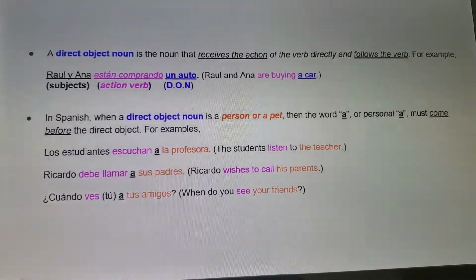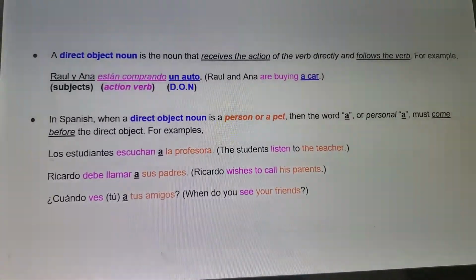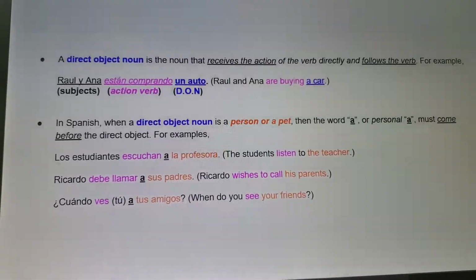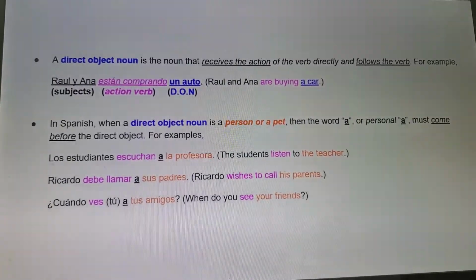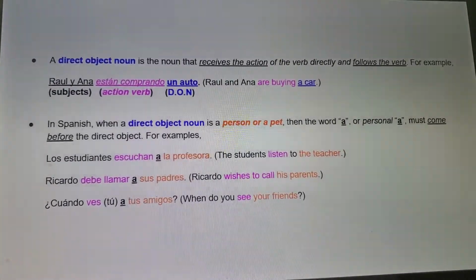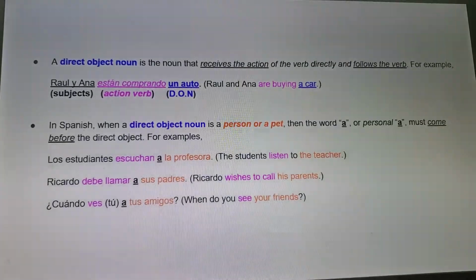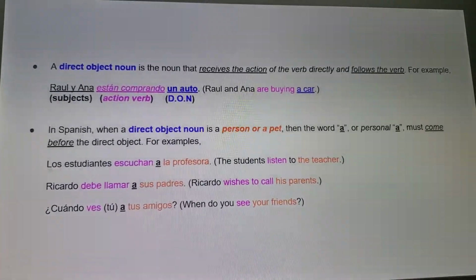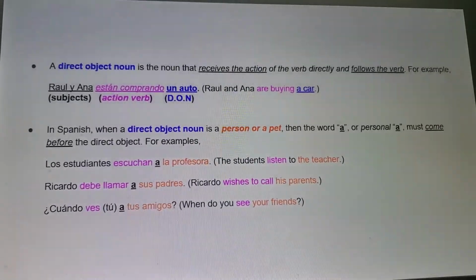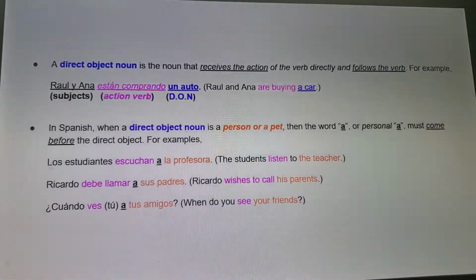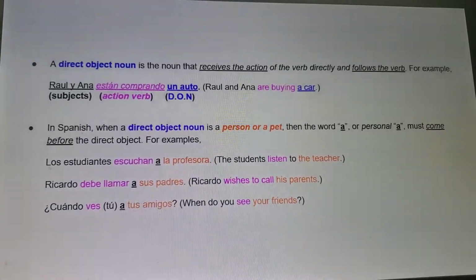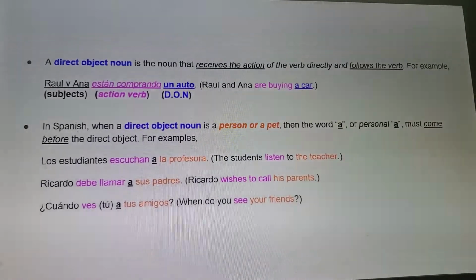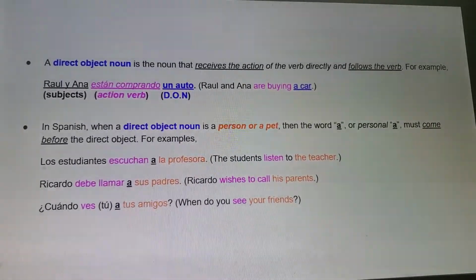A direct object noun is a noun that receives the action of the verb directly and follows the verb. For example, Raúl y Ana están comprando un auto. Raúl and Ana are buying a car. So here in this sentence, the direct object noun, which I notated as DON, is un auto, which receives the action from the verbs están comprando, the action verb.